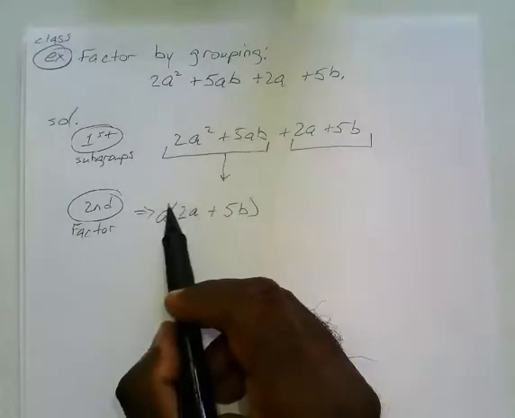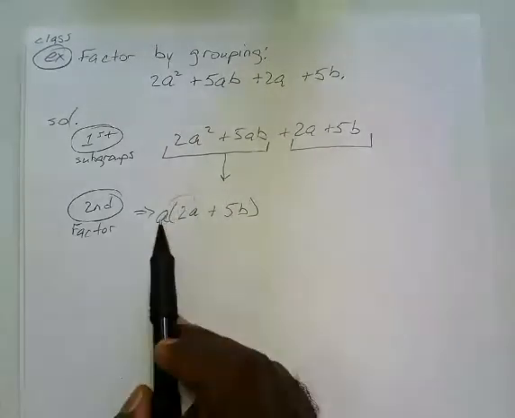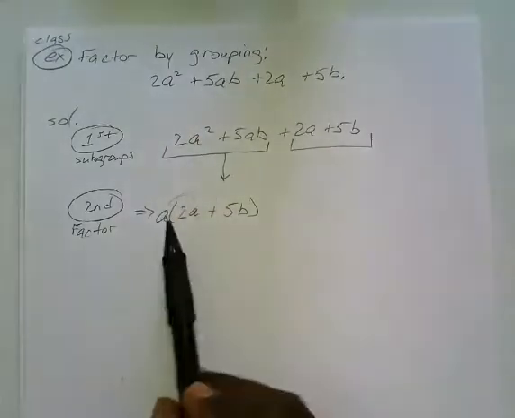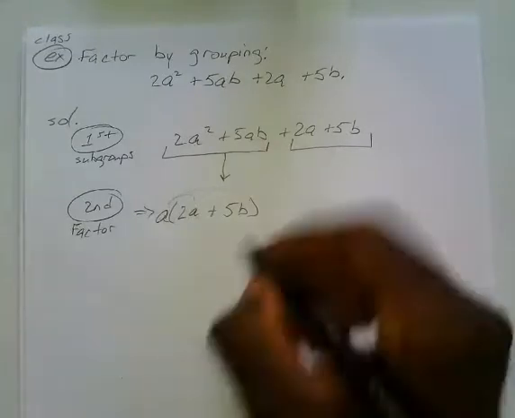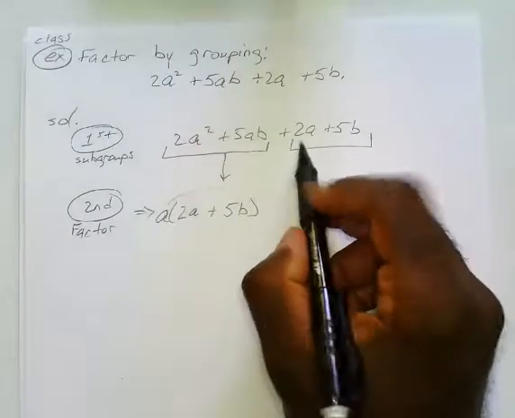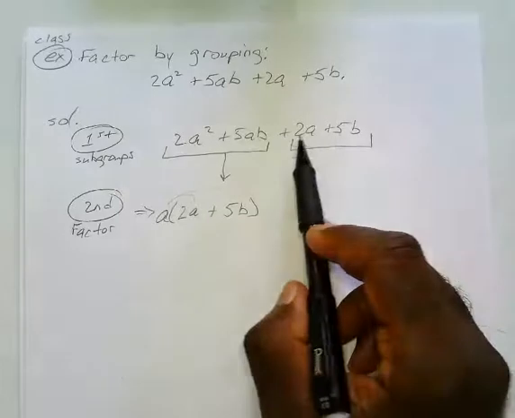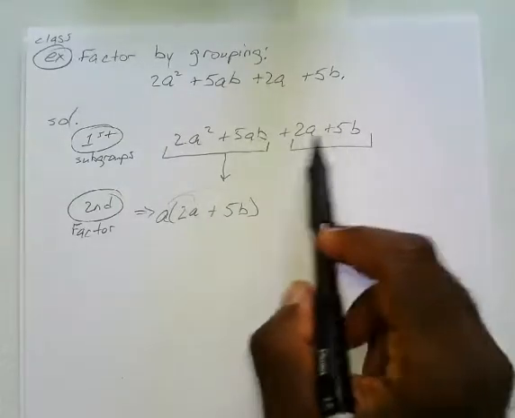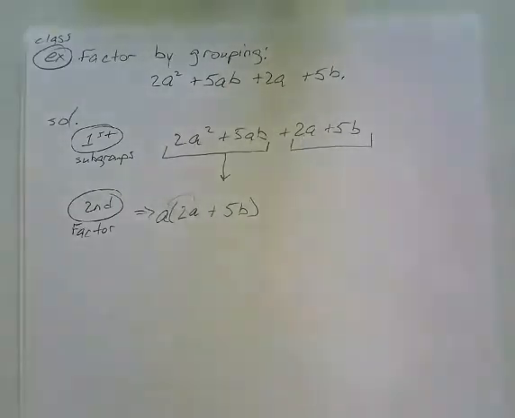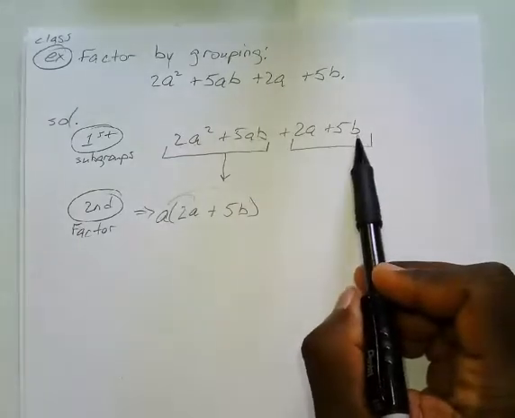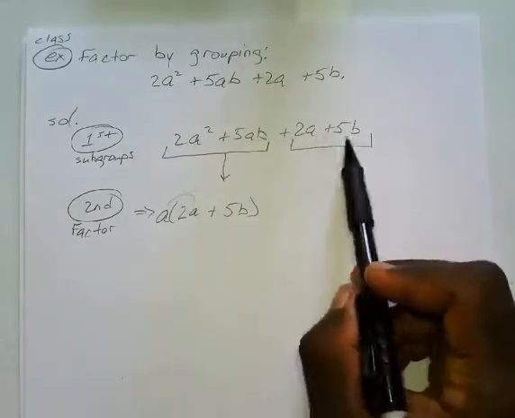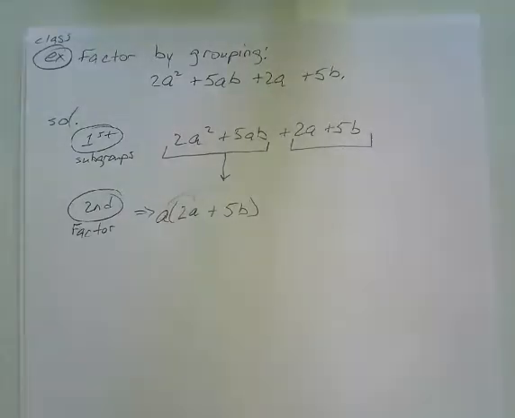Okay, so if we double check it and distribute, a times 2a is 2a squared. A times 5b is 5ab, so we're set there. Okay, so if we look at these two, the 2 and the 5 don't have a value in common, so there's nothing to factor out there. You only have an a here, you don't have an a there, so you can't factor out an a. You don't have a b in both terms, so you can't factor out a b.